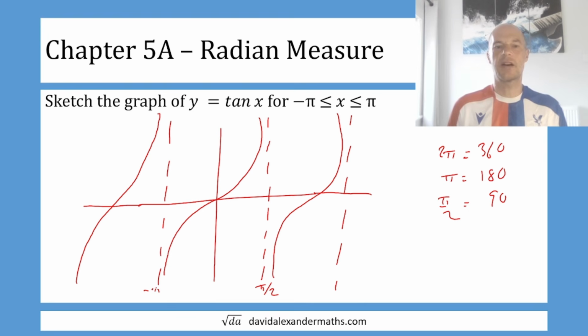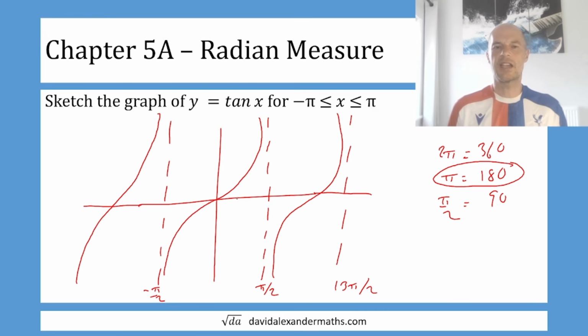This is negative pi over 2. And this one here, remember that tan repeats every 180 degrees. So if it repeats every 180 degrees, that means it repeats every pi radians. So pi plus pi over 2, so this one is 3 pi over 2. And we only wanted negative pi to pi.